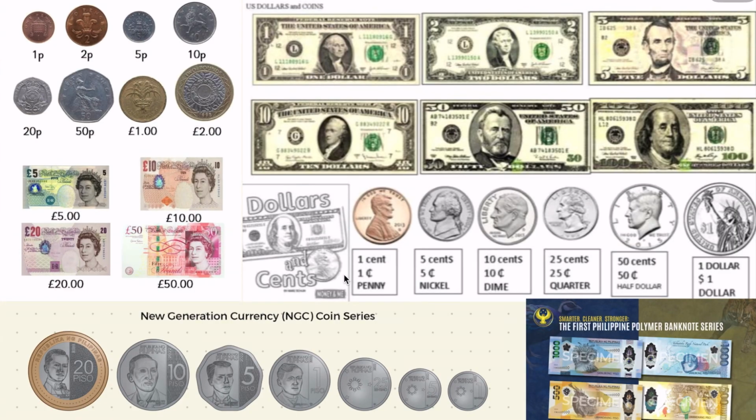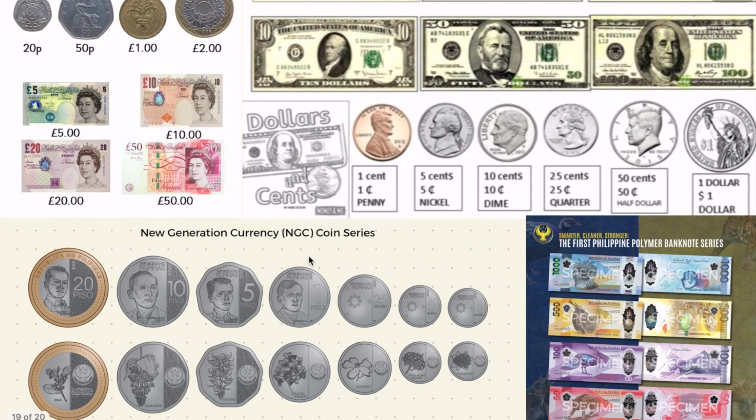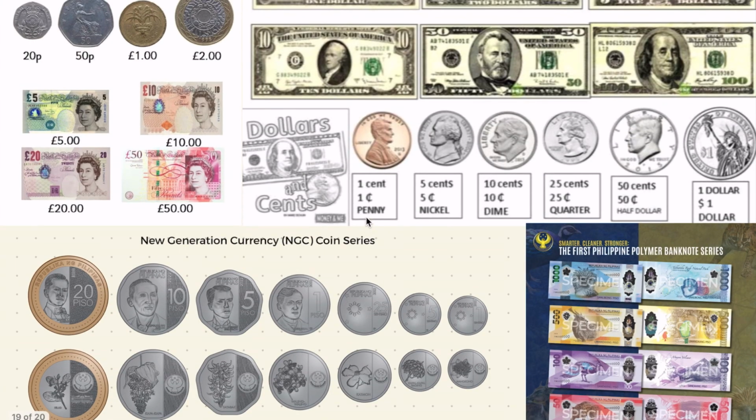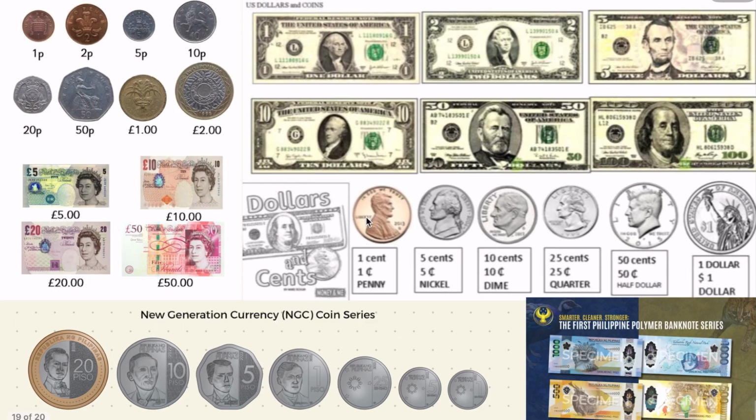And then definitely we have our own. In the Philippines, we have our new polymer banknotes, the 1,000, 500, 100, 50. I think we also have 200. And then we have the new generation coins: 20, 10, 5, 1 peso, and then the centavos, 25, 5, and 1. So we'll be using a combination of these in answering money and coin problems.